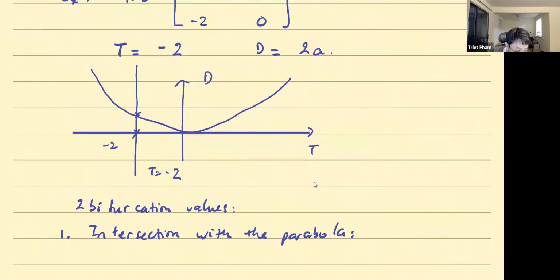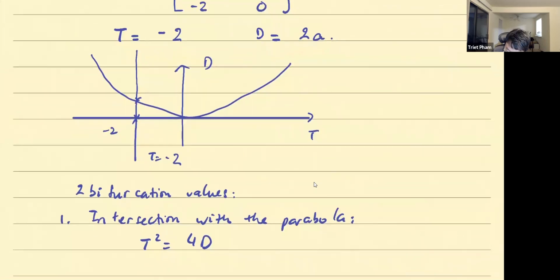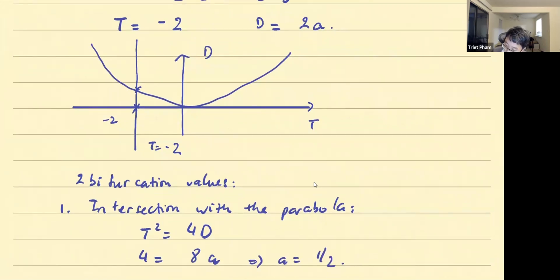The parabola is t squared equals 4d, okay? So if you're on the parabola, that means that these guys also satisfy the equation of the parabola. So in other words, you got 4 is equal to 8a. So here a is 1/2.